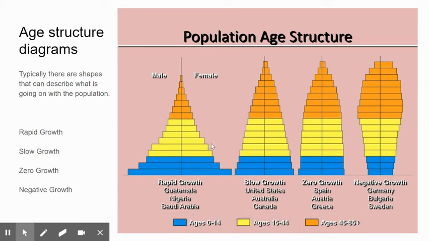We talked last week or yesterday a little bit about sex ratio, but understand how that could affect the population, the growth of the population, the defense of that population, the workforce of that population. You could definitely have issues regarding that.